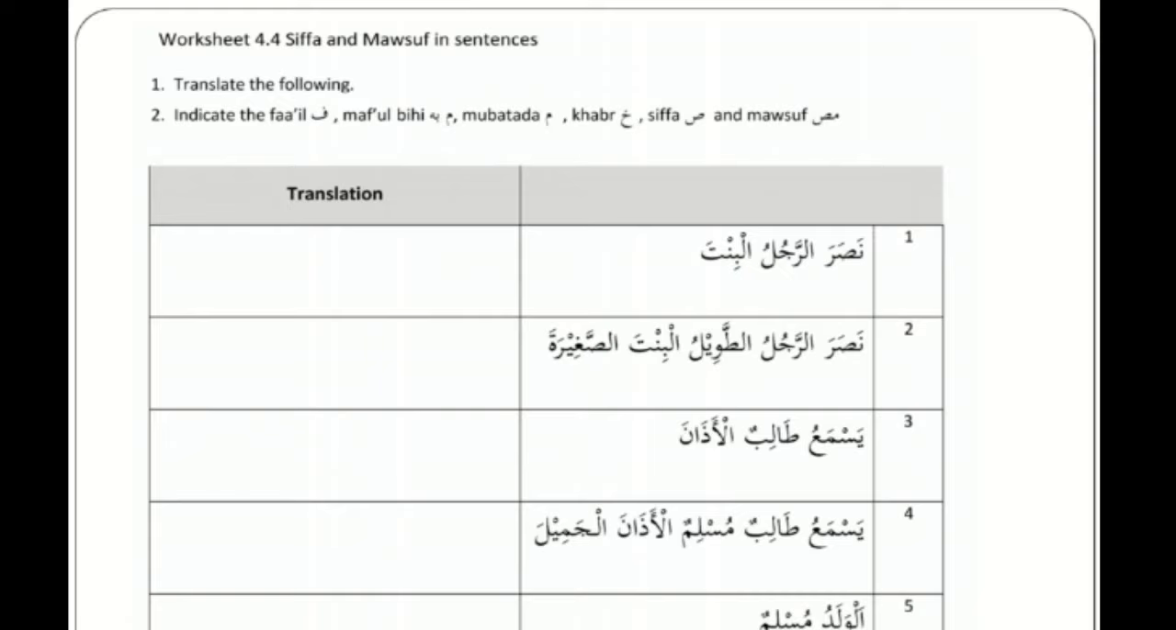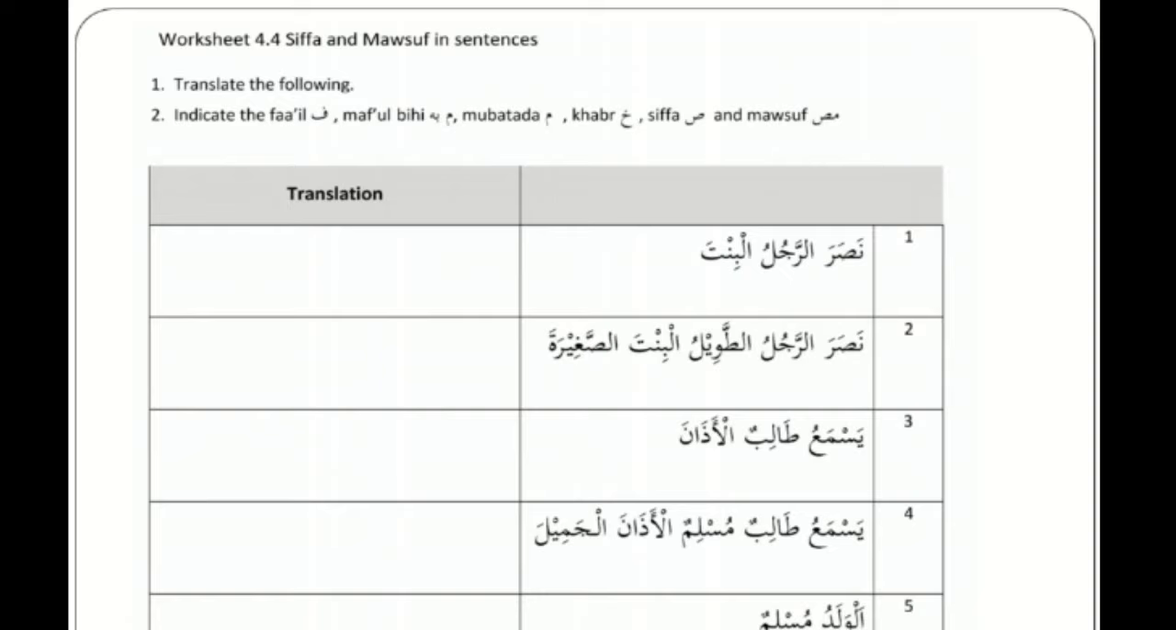All together, yasma'u talibun muslimun al-adhana al-jamila. Translation. Okay, a Muslim student is hearing the beautiful adhan, or the beautiful call to prayer. Number 5, let's read together.